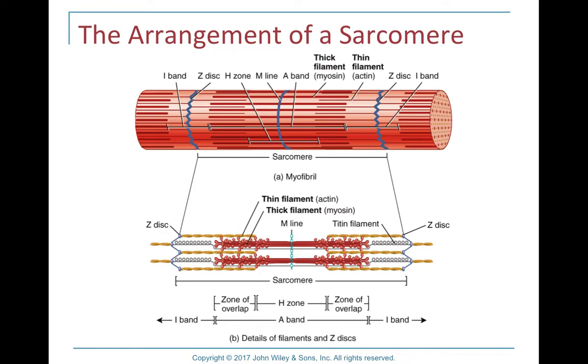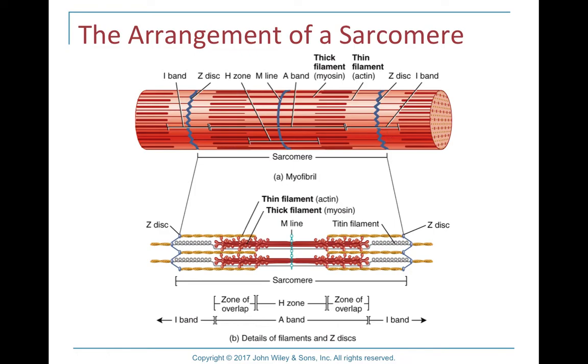The darker middle portion is what we call the A band. It is mainly made up of thick filaments with some thin filaments that overlap the thick ones. The lighter sides of the I band consist of only thin filaments. Your Z disc will pass through the center of the I band. So the Z disc passes through the center of the thin filaments.